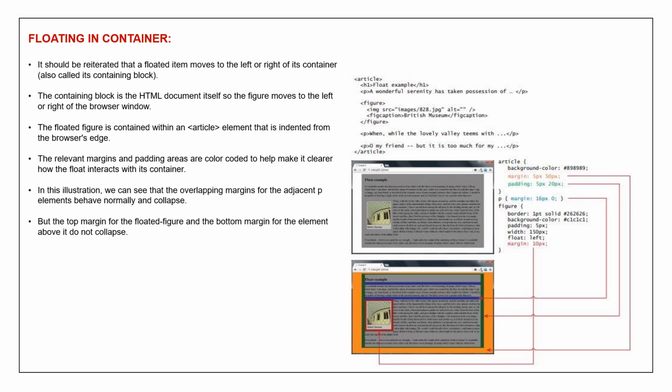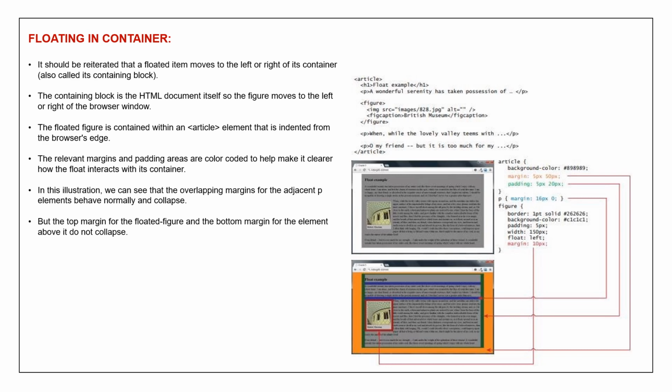Floating in container. It should be reiterated that a floated item moves to the left or right of its container, also called its containing block. The containing block is the HTML document itself, so the figure moves to the left or right of the browser window. The floated figure is contained within an article tag element that is indented from the browser's edge. The relevant margins and padding areas are color-coded to help make it clearer how the float interacts with its container.